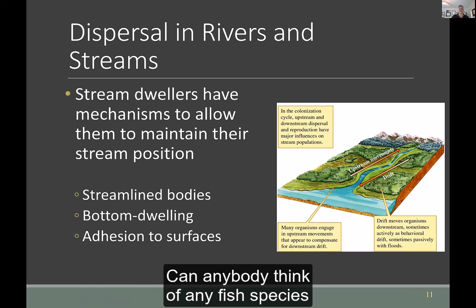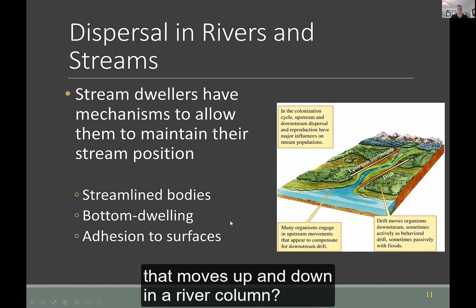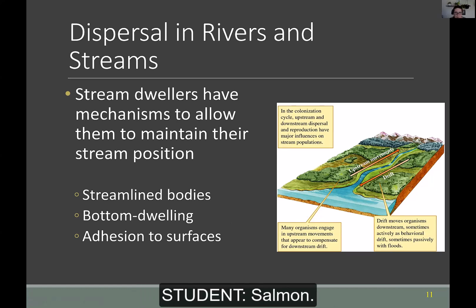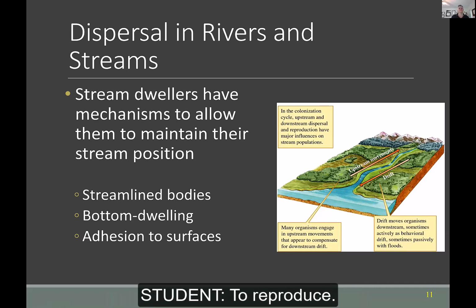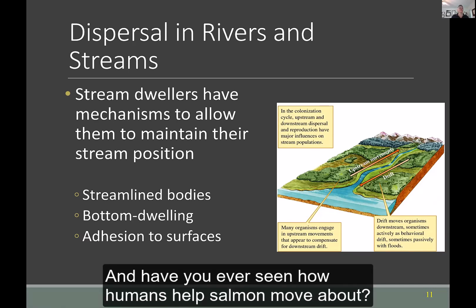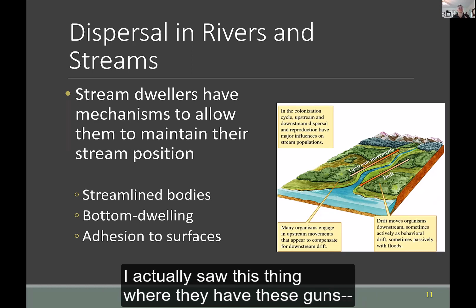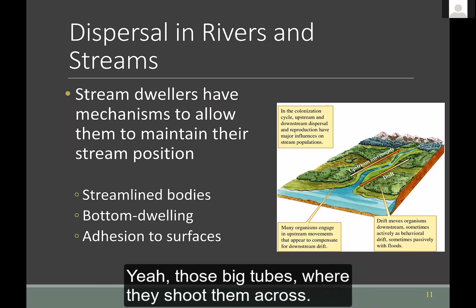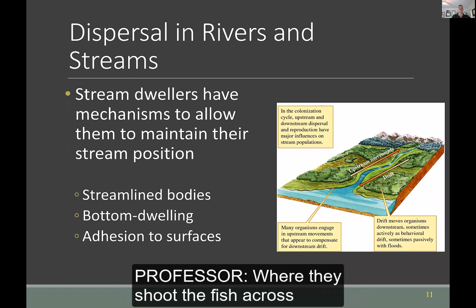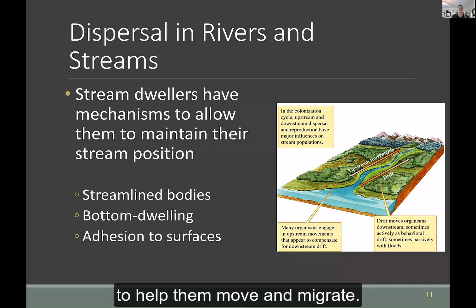All right, so dispersal in river systems. Can anybody think of any fish species that moves up and down in a river column? Salmon. Why do salmon move about? To reproduce. Right, to reproduce. And have you ever seen how humans help salmon move about? I actually saw this thing where they use those big tubes and shoot the fish across to help them move and migrate. It's crazy. Anyway, you should Google that.